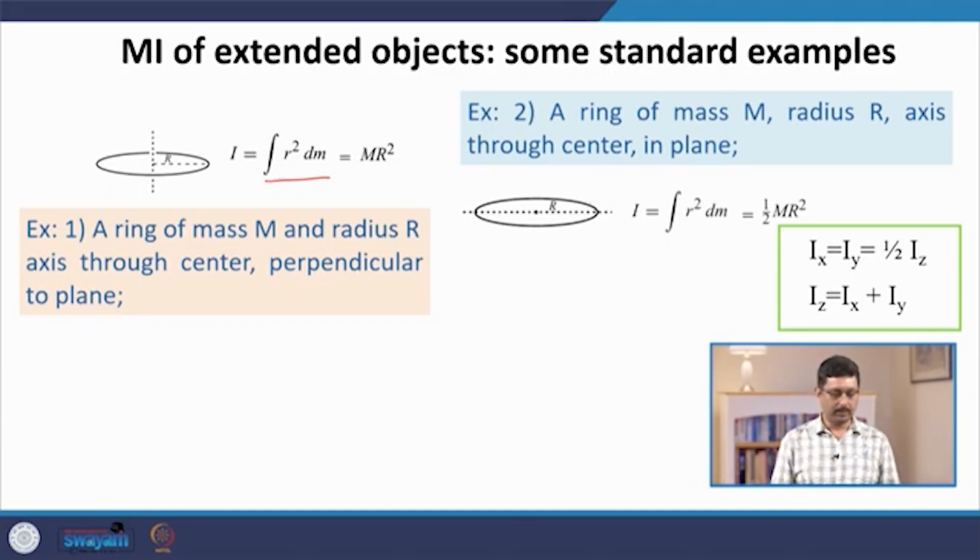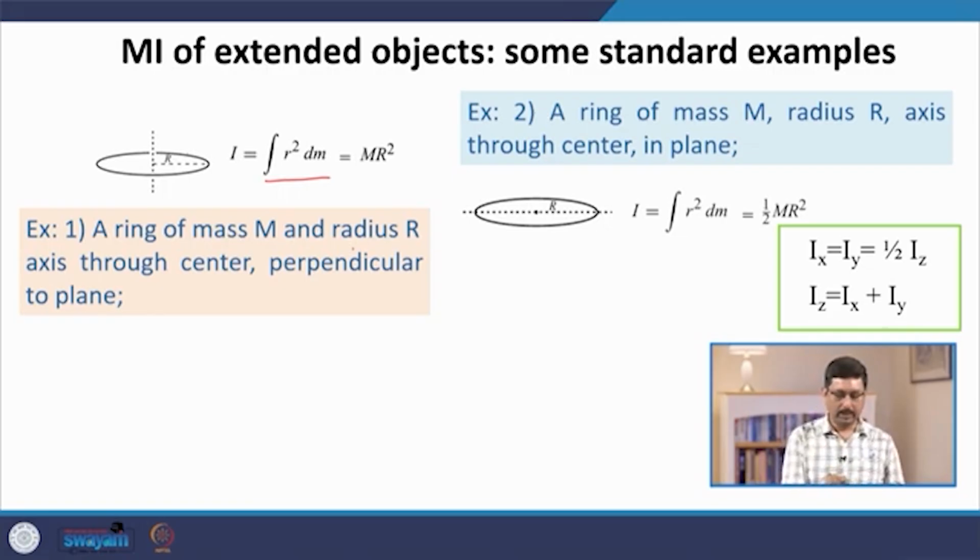So, the first example, which we already discussed before, is a ring of mass m and radius r. Note that in all these cases you have to describe the object, that is the first step, and what is the shape and its mass. Second, you have to mention the pivot point and the axis of rotation about which you are going to calculate the moment of inertia. Only then will this formula have some meaning.